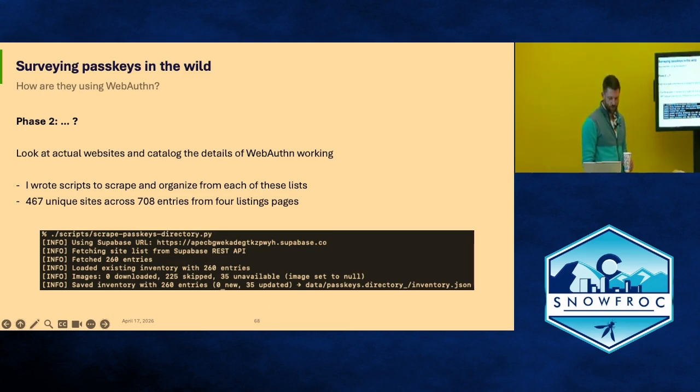So I've got 467 unique sites, 708 total listings from all of these different web pages. I can just scan that every week, see if it changes, go look it up, see if somebody added something. But this is my test set. I think I can find WebAuthn endpoints on all these domains that are listed. So I should be able to write a script that does that.